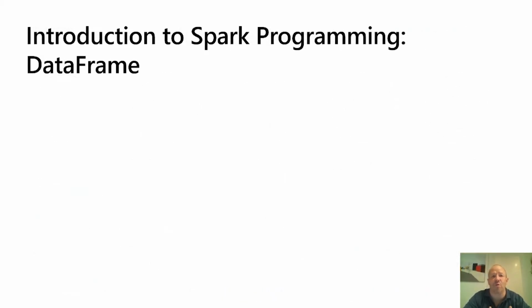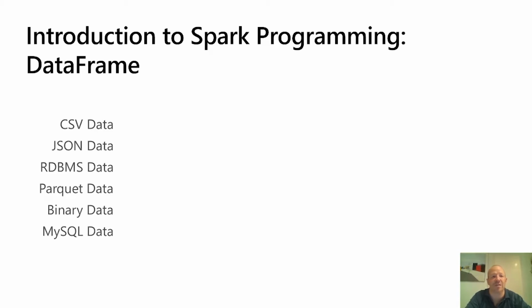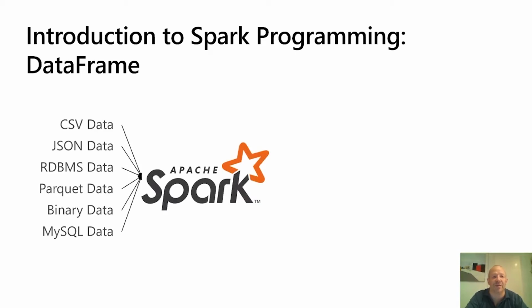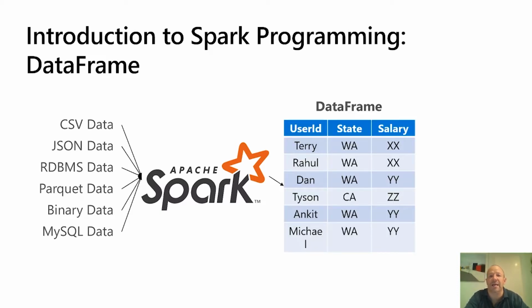So now let's talk a little bit more about how to actually program in Spark with .NET. Let's start out with the data frame abstraction. Data frames are an abstraction that basically gives me the ability to take arbitrary input data, CSV data, JSON data, relational data, Parquet, binary data, MySQL data, ORC data, all kinds of different data formats and data sources, and give me a relational data frame abstraction over it, which means it looks basically like a table with columns and rows.